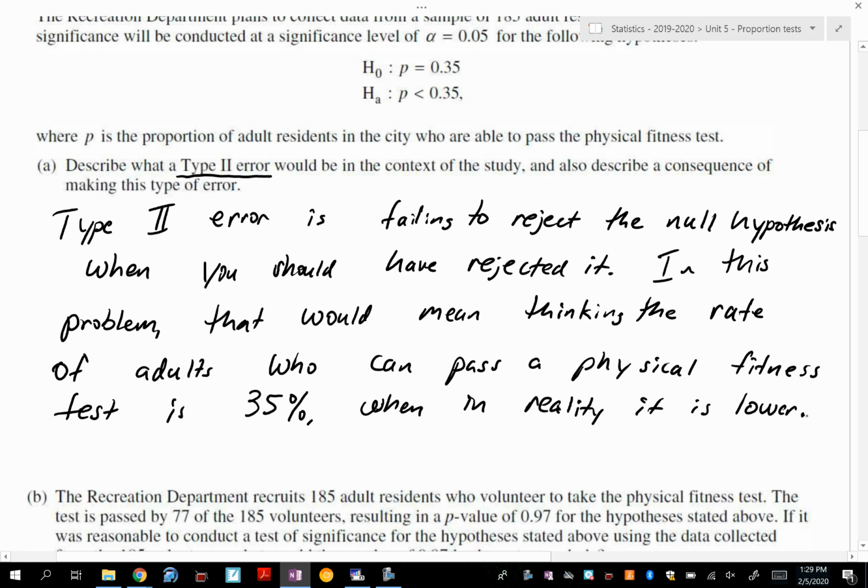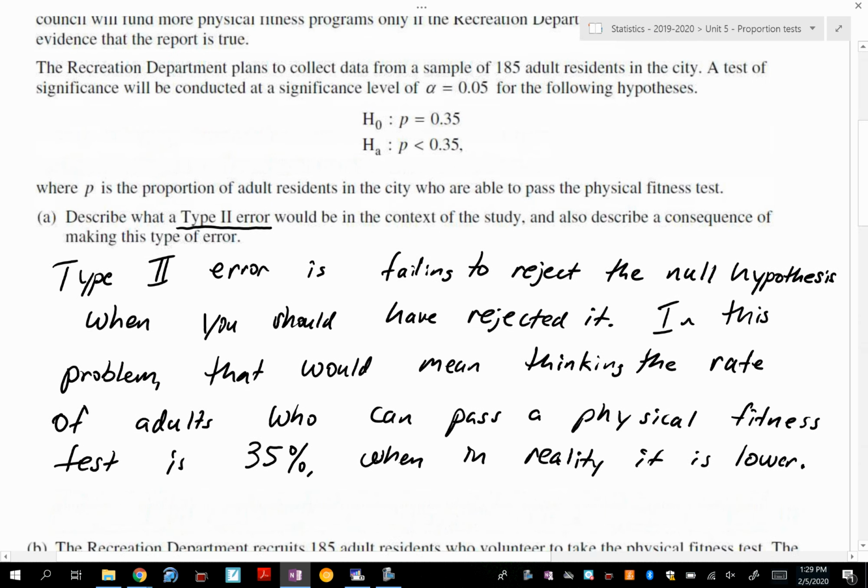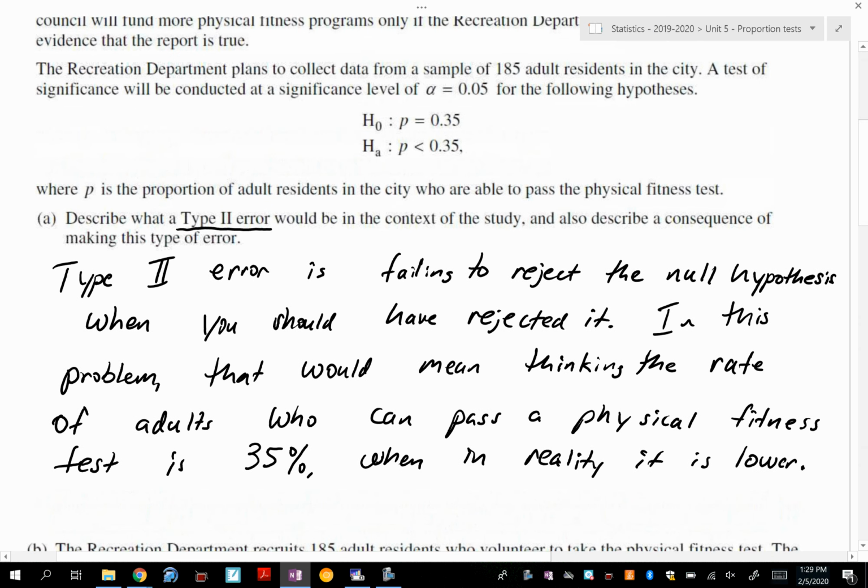So there's the context. So we're saying we think it's still 35%. That study, the 185 residents, after we tested them, was not enough evidence to reject the 35%, when in fact, it was enough evidence. And we should have rejected 35% and said that the rate is actually something lower than 35%. All right, so that's the first sentence in context.